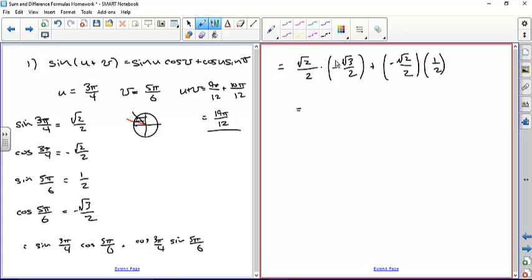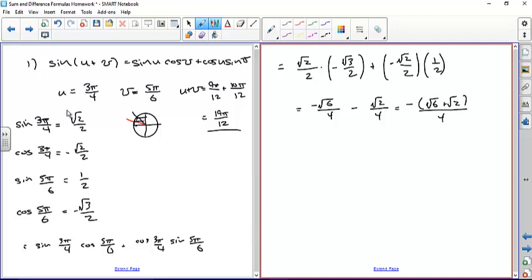So here we'll get square root of 2 times square root of 3, which is square root of 6. We've got a negative sign here, divided by 4, 2 times 2. And then we have a negative in the second one, square root of 2 over 4. So that becomes negative the quantity square root of 6 plus square root of 2, divided by 4.